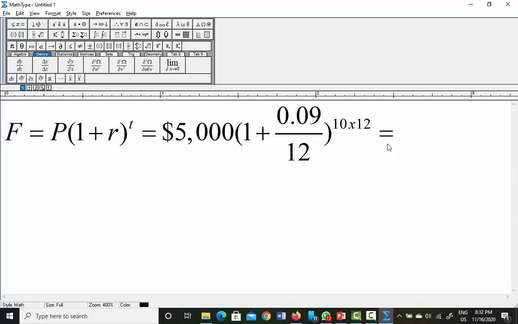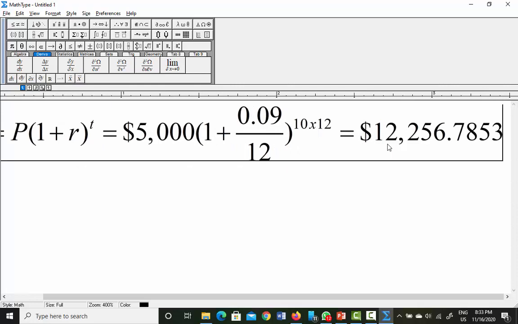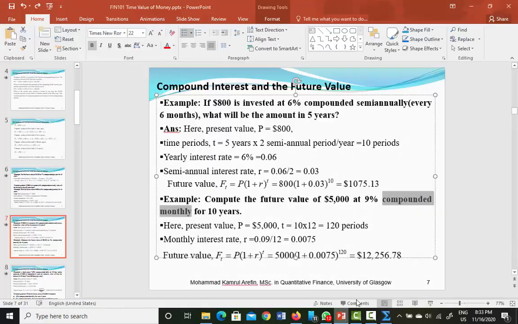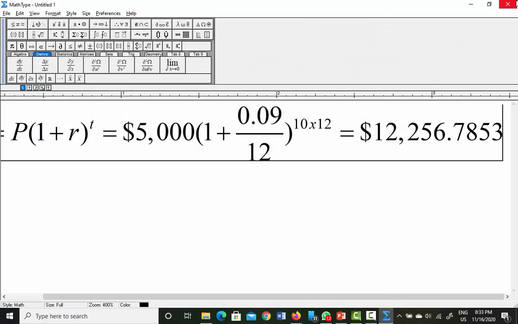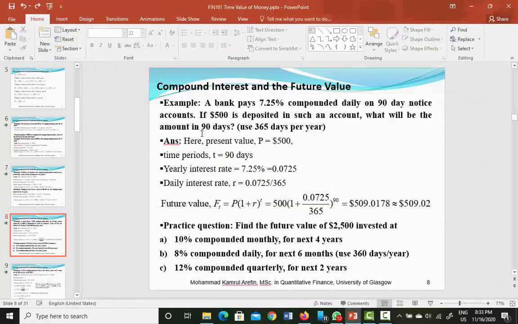So let me calculate it. So the answer is $12,256.7853. That's the future value you will get after 10 years. So let's move to the next question.